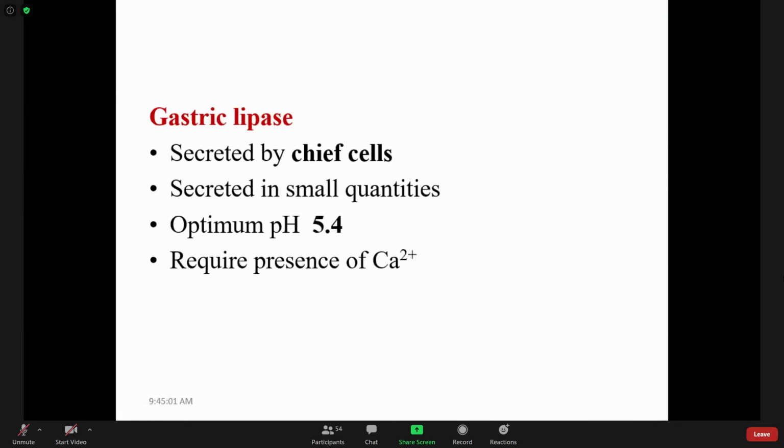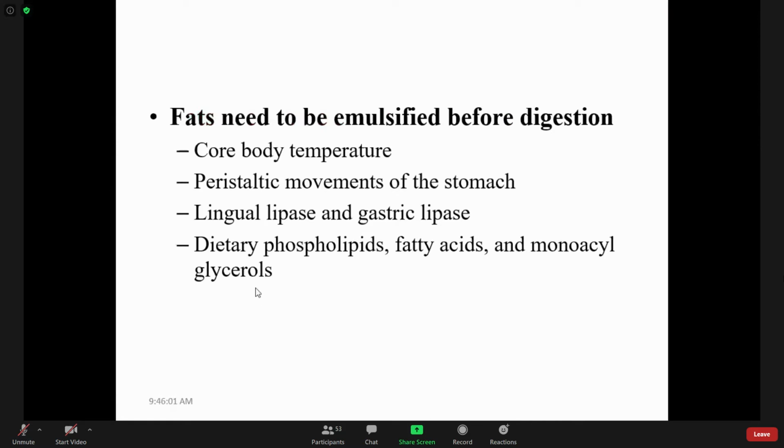After the conversion of the large fat globules into small droplets, a large surface area is exposed, so the enzymes can act on the substrate and hydrolyze it. Emulsification is helped by several factors. One is the core body temperature, which liquefies the fats so that they become soluble. Apart from that, the peristaltic movement of the stomach, the churning of the stomach, also helps in emulsification.